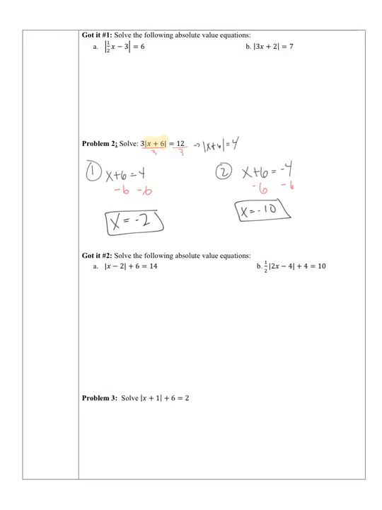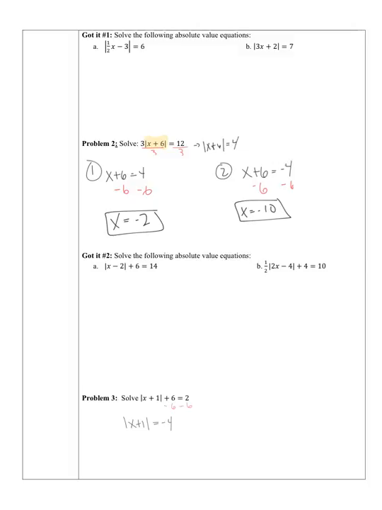But I'm going to go on in the same video, look at problem 3. It is not really any different. What problem 3 gives you is a little bit weird of a situation, because if I'm solving this, my first step to isolate my absolute value would be to subtract 6. So I get the absolute value of x plus 1 equals negative 4.